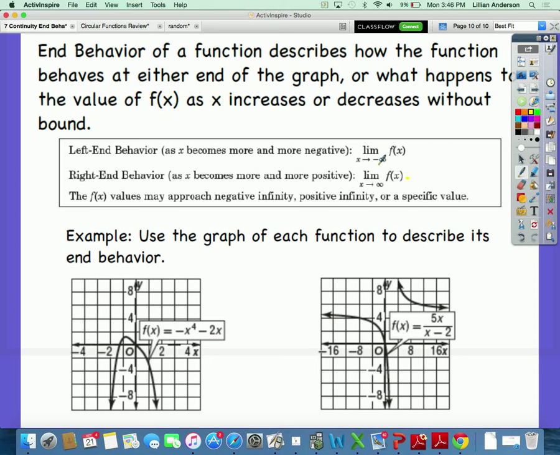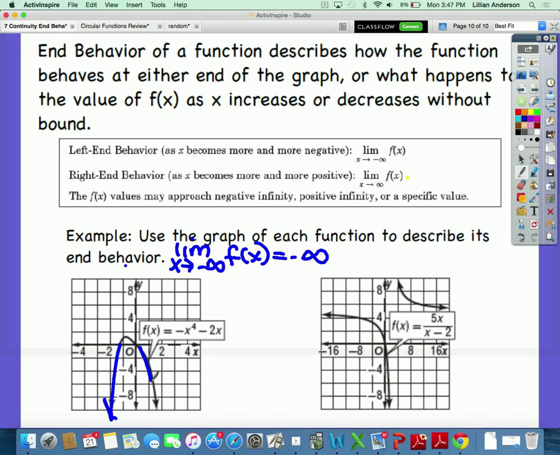Now, your f of x values may approach negative infinity, positive infinity, or a specific value. You have to be able to look at the graph and determine that. So, we're going to use the graph to describe the end behavior, and we're going to use limit notation to do so. So here, if we look at the left end behavior, as x gets more and more negative, we see that it's going to continue to go down into the negative infinities. So the limit as x approaches negative infinity of our function is going to indeed equal negative infinity because it's continuing to get bigger and bigger in the negative direction.